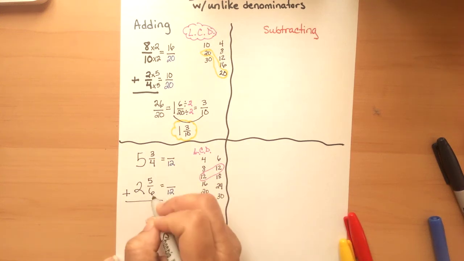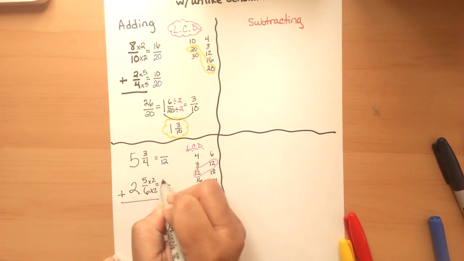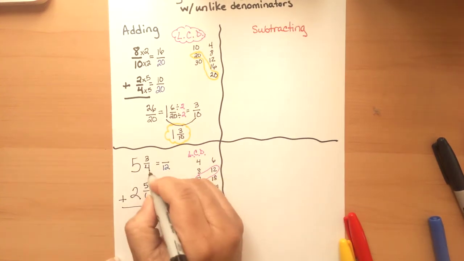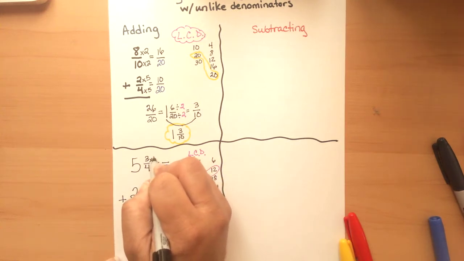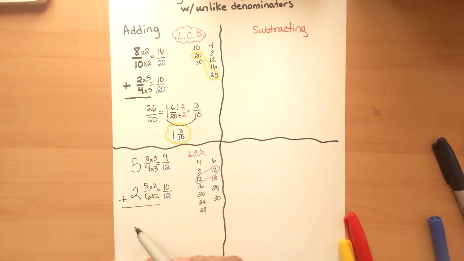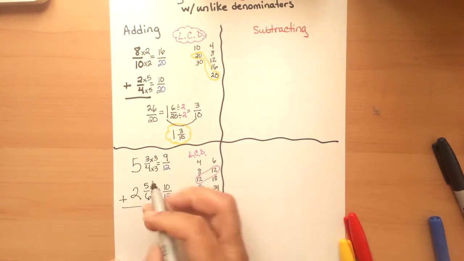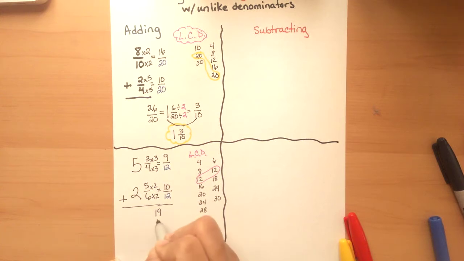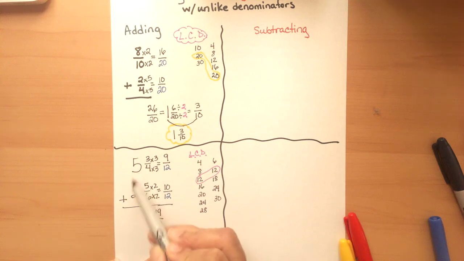6 times 2 gives me 12. 5 times 2 is 10. 4 times 3 is 12. And that is 9. Now I'm ready to add my fractions. 9 plus 10 is 19, and my denominator stays the same. Add my whole numbers, 5 plus 2, and that's 7.